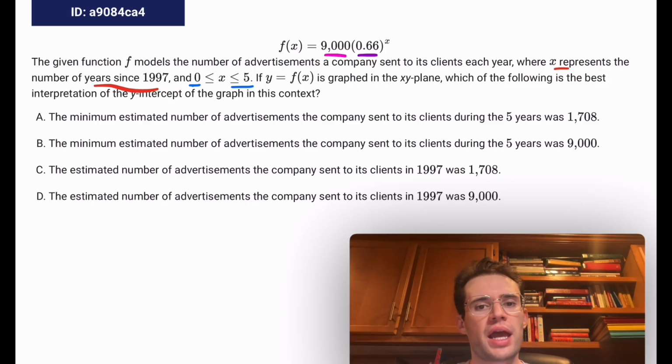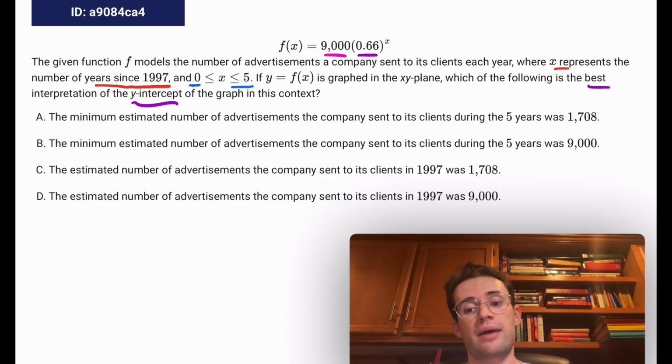If y equals f of x is graphed in the xy plane, which of the following is the best interpretation of the y-intercept of the graph in this context? So the y-intercept is when x equals 0. We already talked about that. X is the number of years since 1997, so when x is 0, that is 1997, right? 0 time has passed since 1997, and then it's just what are the number of advertisements, so what's the output of this function when x is 0?